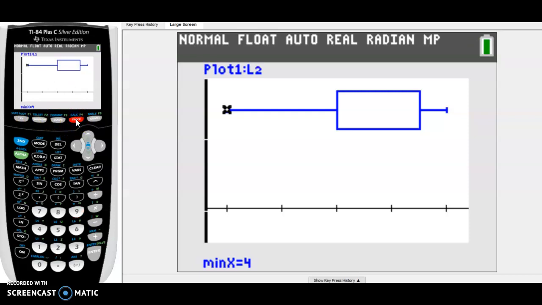So we have a minimum score of 4, a Q1 of 6, and also a median of 6. So we kind of collapse that left side of our graph. 7.5 and 8. So no outliers to speak of, but obviously something else going on.